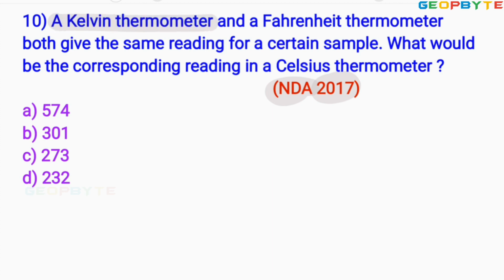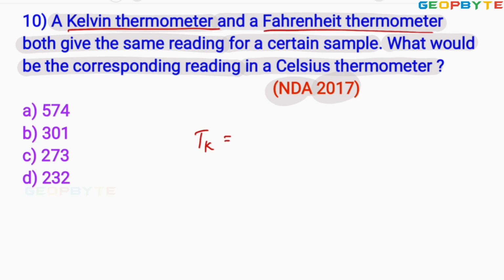A Kelvin thermometer and a Fahrenheit thermometer both give the same reading for a certain sample. What would be the corresponding reading in Celsius temperature? It is given like this. The absolute temperature, which is in Kelvin, and the thermometer reading which is in Fahrenheit, both are identical. If these two temperatures are equal, what will be the temperature in degree centigrade?